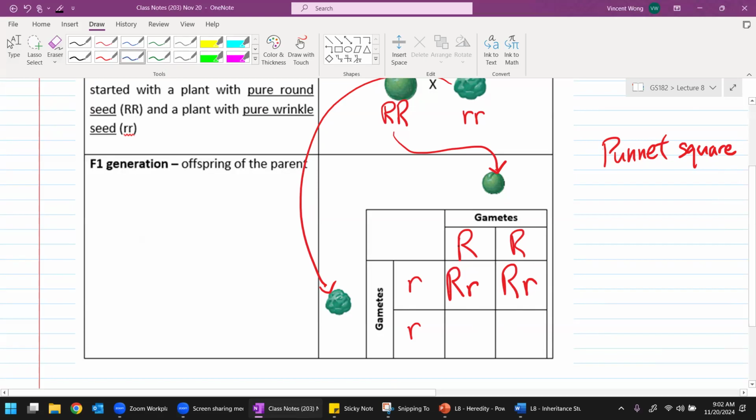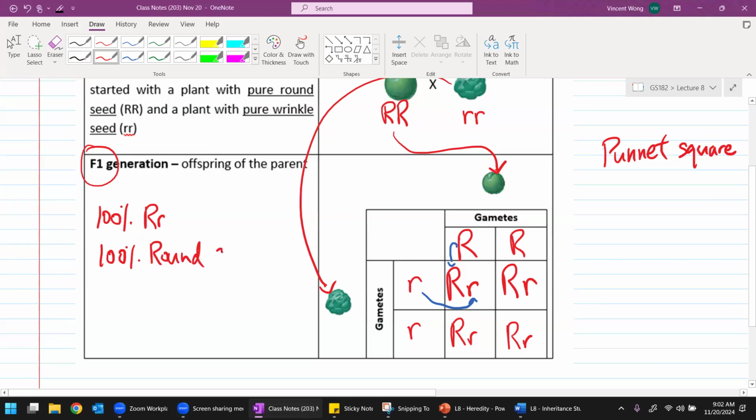Right here, I'll put the arrow for you so you can follow, for those of you who need to see it. Do you understand it is big R, small r for all the outcomes? Okay, it's like a multiplication table, right? So for the F1 generation, 100% will be big R, small r, which means 100% will have round seeds.